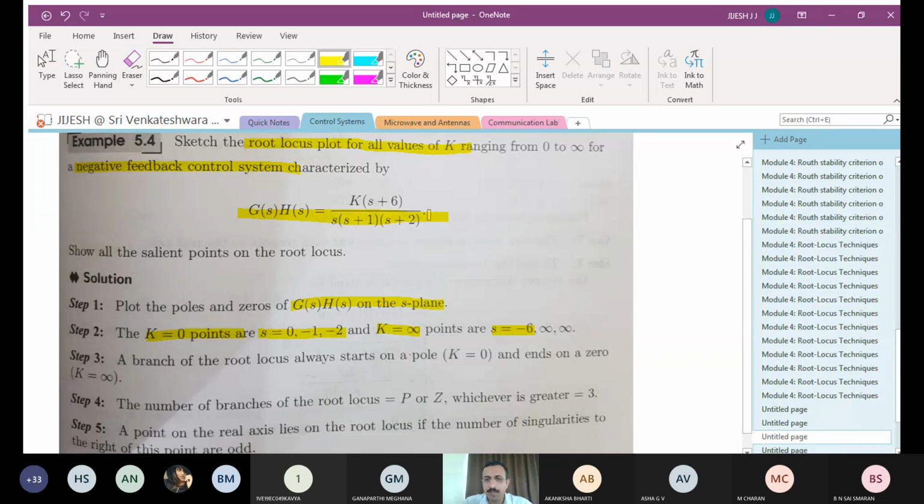So you know the condition that the branch of the root locus always starts on a pole and ends on a 0. That statement you can write as step 3: the branch of the root locus starts on a pole and ends on a 0.